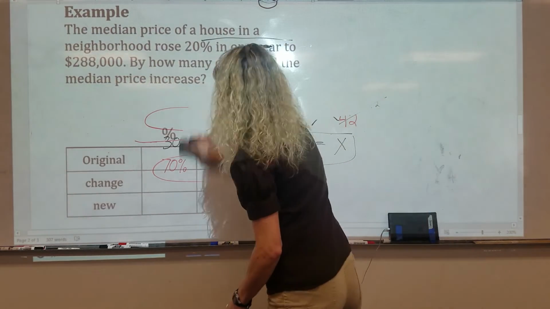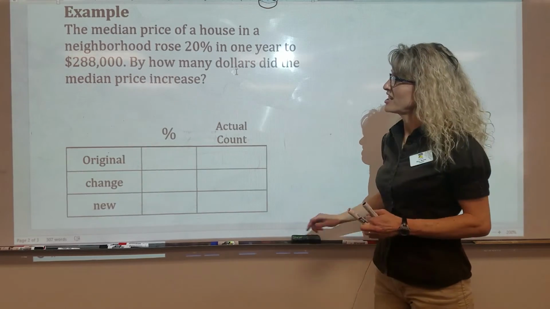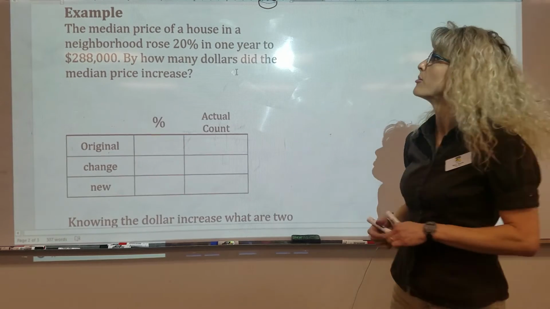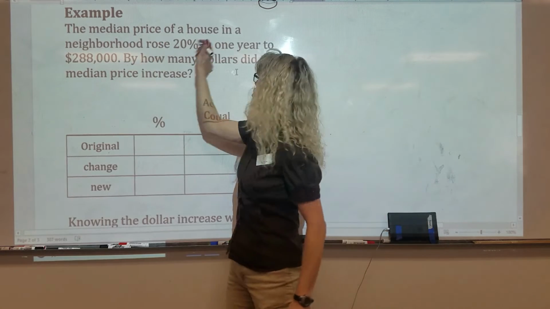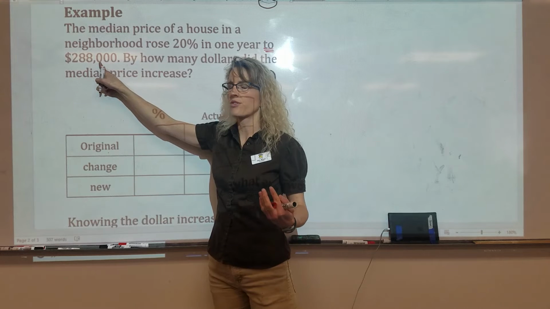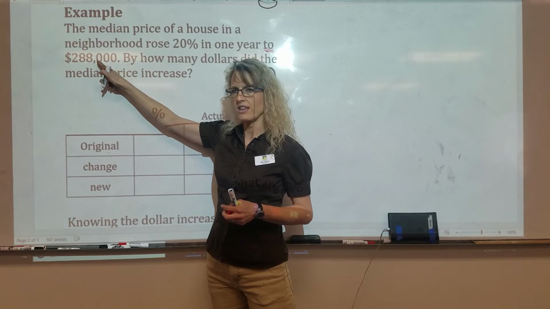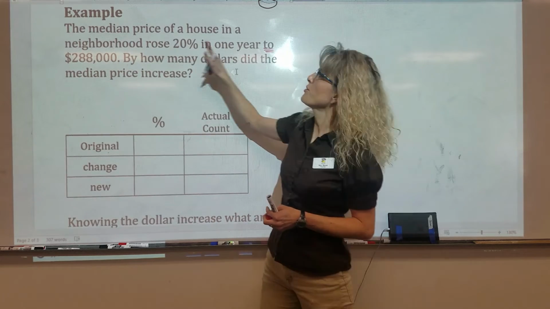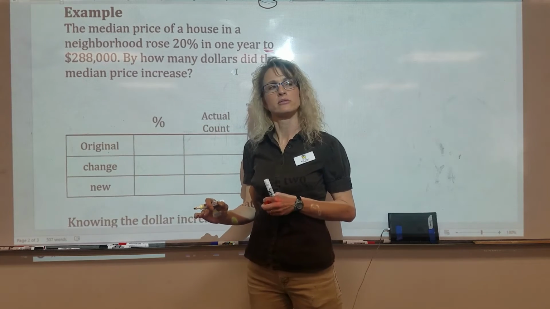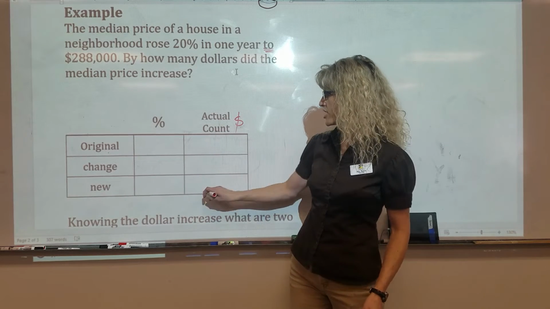The median price of a house in a neighborhood rose 20% in 1 year. We like that, homeowners, because then our property values go up. So 20% in 1 year to $288,000. So if you fill out our table, Colin, if it rose to this amount, is that our starting amount, our change, or is that our final amount? Alex? The final amount. And this is the actual, so we'll put dollars right here.